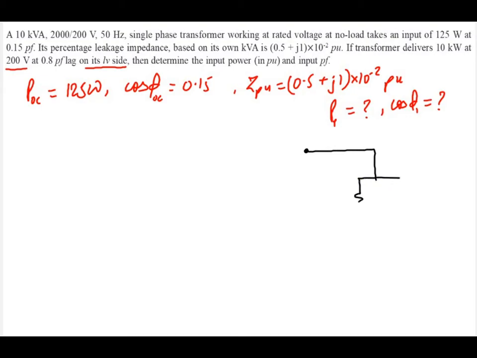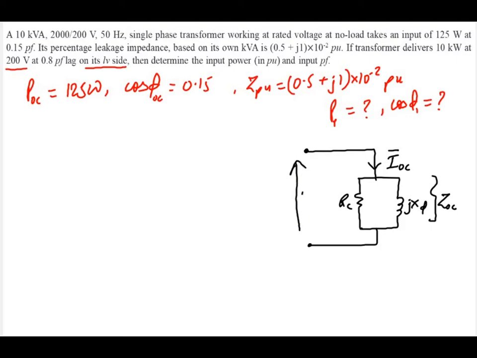That is the shunt branch only. We neglect the series branch because the secondary side is open. I2 dash is 0. So this is the current in open circuit case. Okay. This is RC and this is JX phi. So this is the impedance ZOC. And this is the applied voltage VOC. And it is given in the question at no load, the voltage which is applied to the transformer is rated voltage. So this is rated voltage. This is V rated. And what is the rated voltage? This is the primary voltage. So this is 2000.